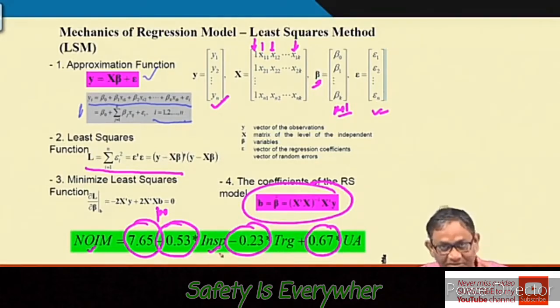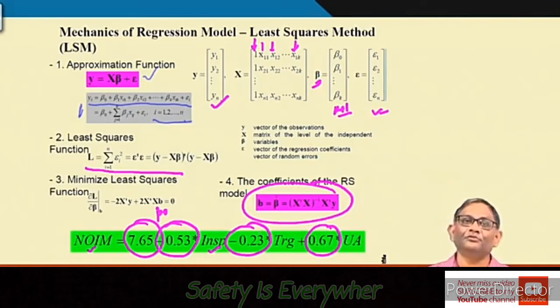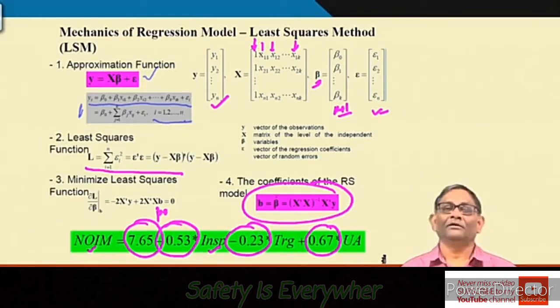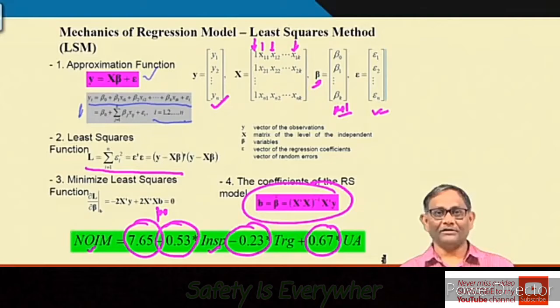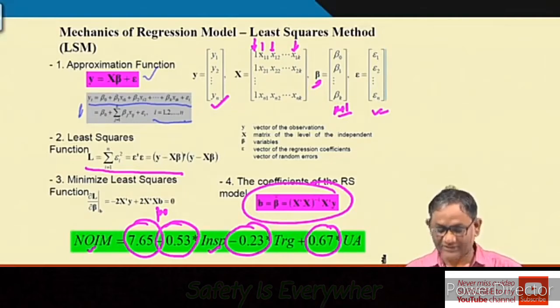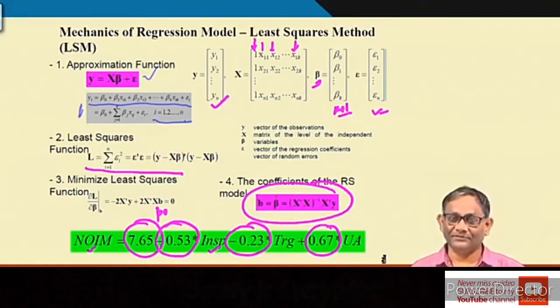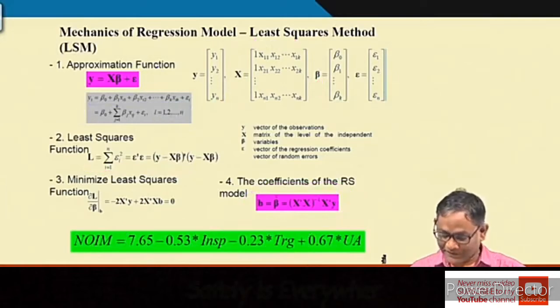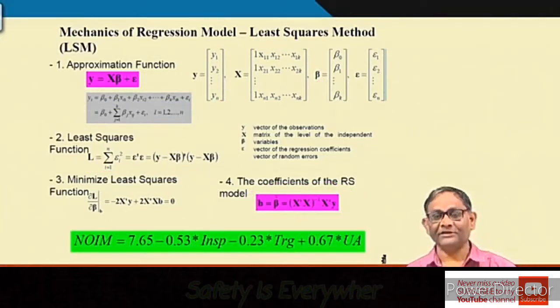So, that means if inspection increases, NOIM decreases; if training is better, NOIM decreases; if unsafe acts are more, NOIM will be more. So, that is quite logical, and although the data is hypothetical, it is giving you a conceptually correct result. So, from the mathematics point of view, everything is given here.